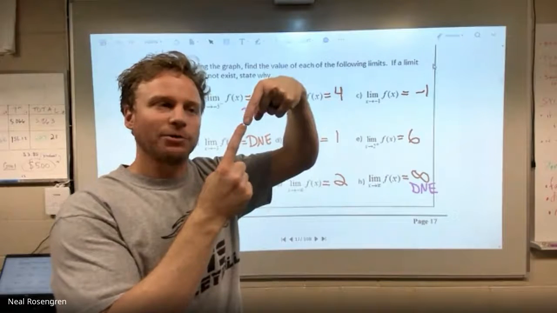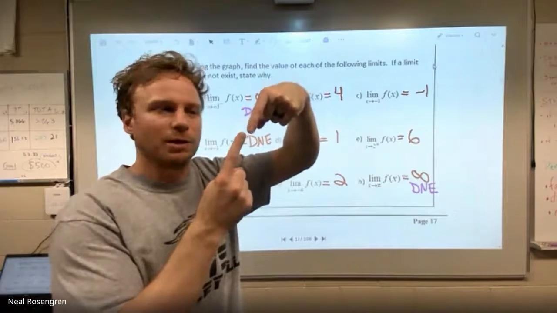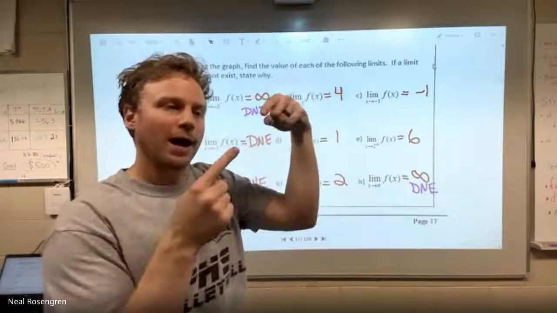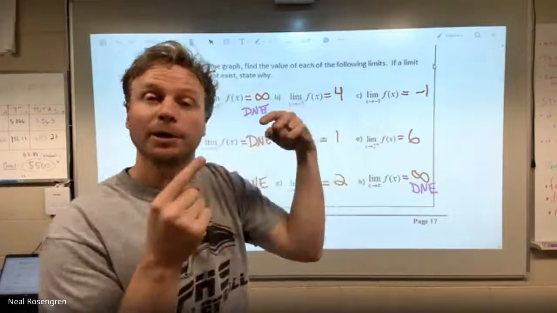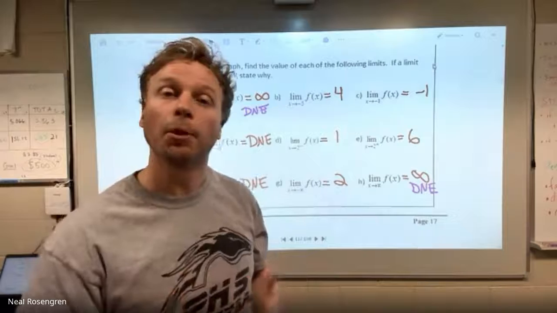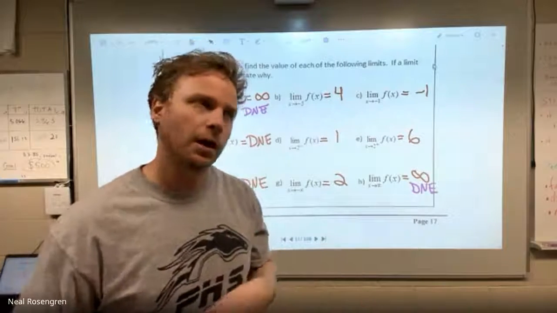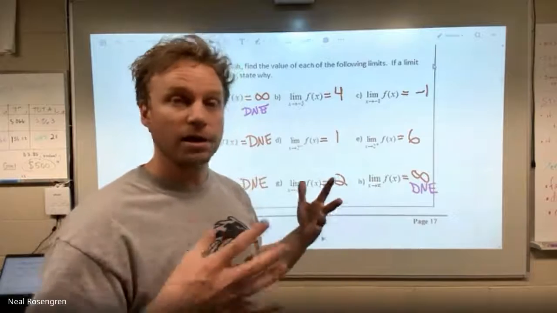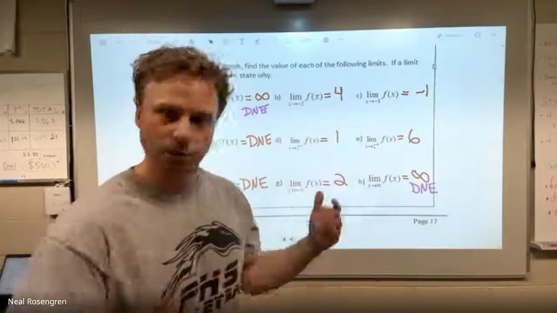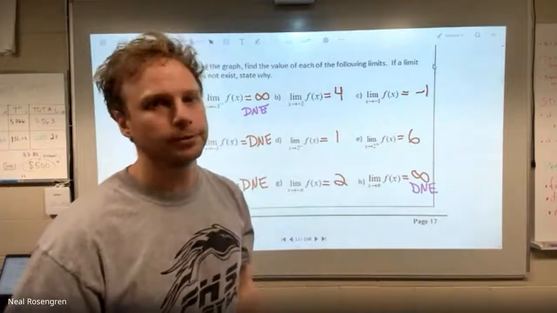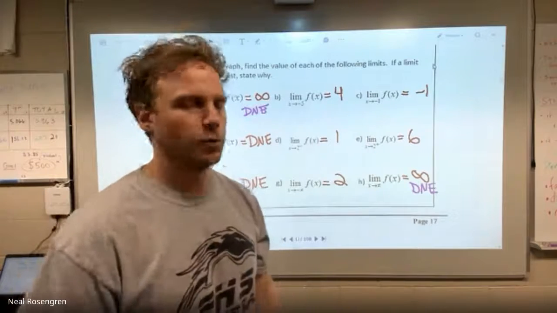And I know that my fingers are never actually going to touch because I'm never actually going to reach the hole. But what I have is a y value that I'm getting closer and closer and closer to from both sides. And if I'm approaching the same y value from the left and from the right, then the limit exists. And it's just whatever that number is that we're getting close to. And that y value is 4.